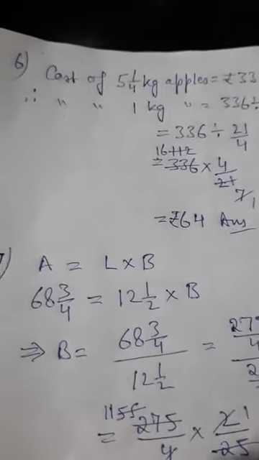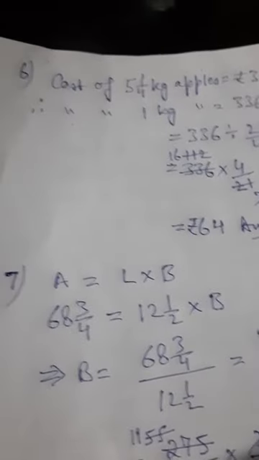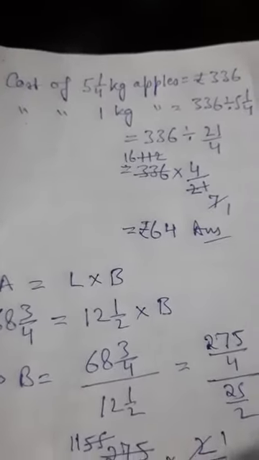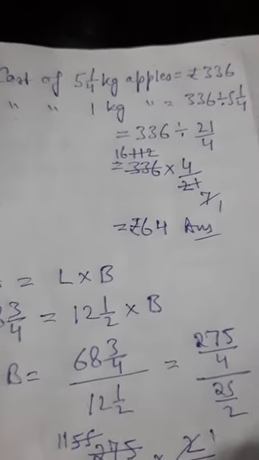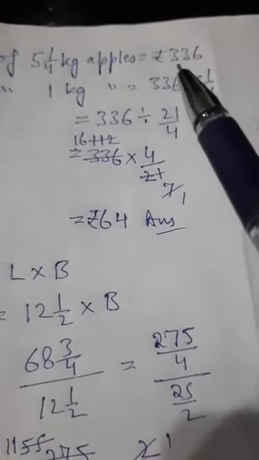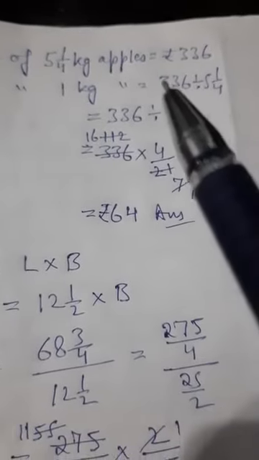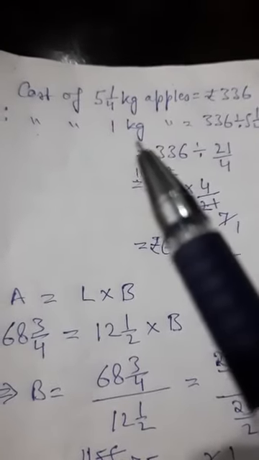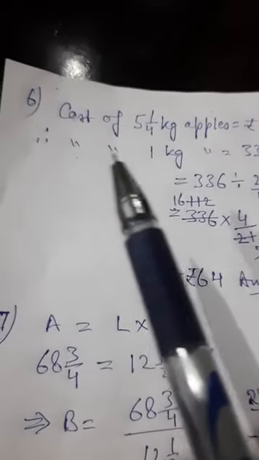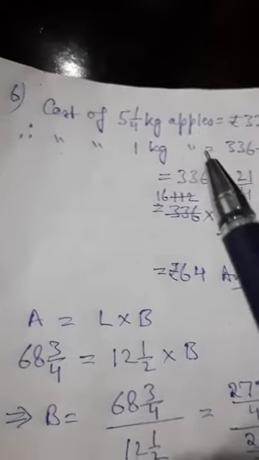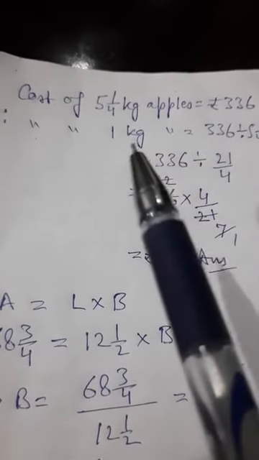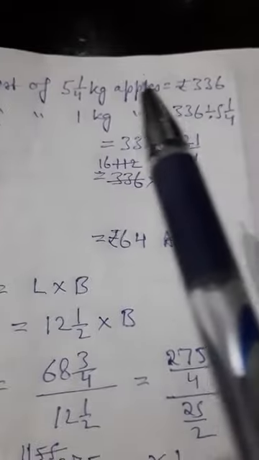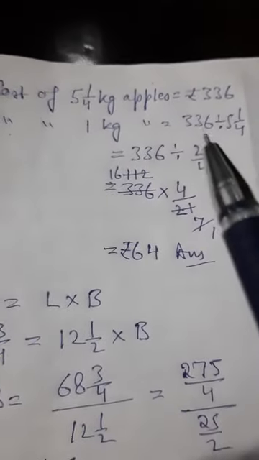Read question number 6 now. Here in this question, the cost of 5 whole 1 upon 4 kg apples is given as rupees 336. So you have to find the cost per kg of apple, that means 1 kg apple. So the cost of 1 kg apples you will get by the unitary method, this divided by this. This you have learnt in the unitary method.